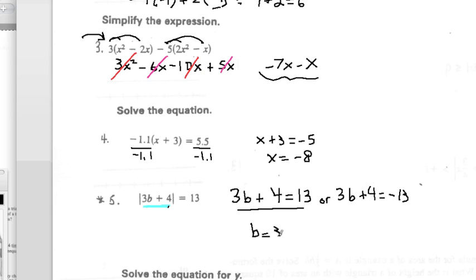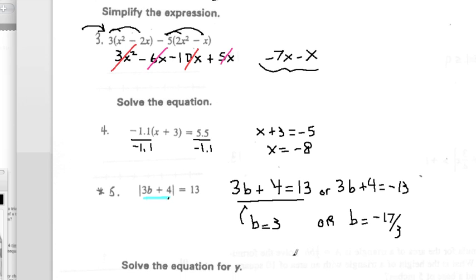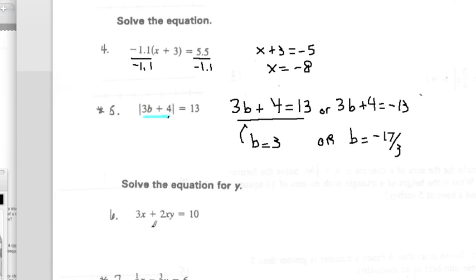You can kind of see that just subbing in b here, we get 3 times b is 9 plus 4 is 13, and over here we get b is equal to negative 17/3. And no, you are not allowed to write that as a decimal. Negative 17/3.